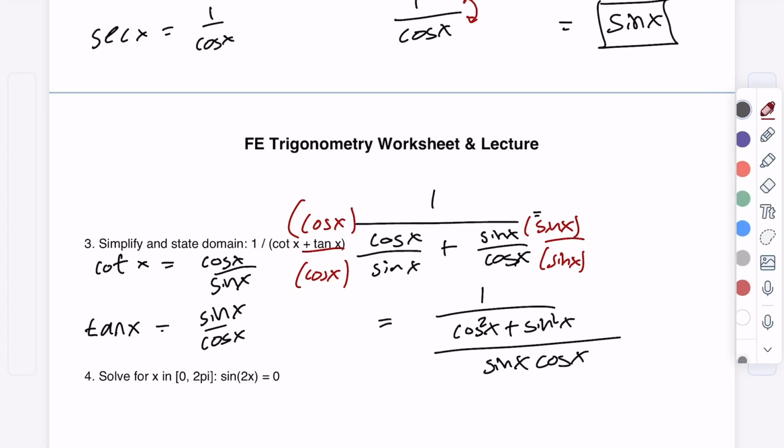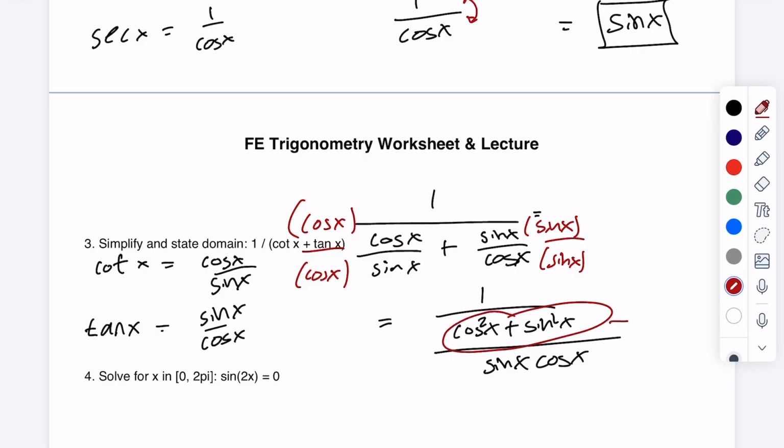And this again looks like this is going to be 1. So we'll have to flip again and multiply. So what we're going to be left with is 1 times sine x cosine x over 1, which is just going to be sine x cosine x.